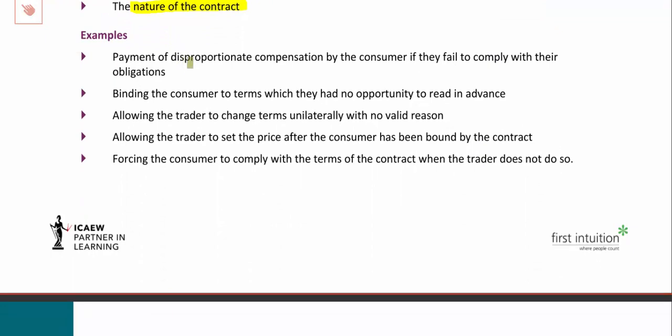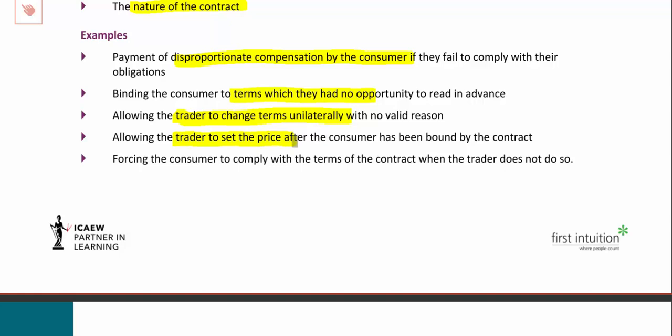So, for instance, where there is disproportionate compensation payable by the consumer. If you wanted to break this contract, how heavy are the penalties for breaking it early? Binding you to terms that you've not been able to read in advance. So perhaps you've just had a lot of small print shoved under your nose and you haven't been able to read it carefully. What if the trader can change the terms unilaterally? So he can actually just vary the contract whenever he wants and impose new terms on the consumer. That seems incredibly unfair to me.